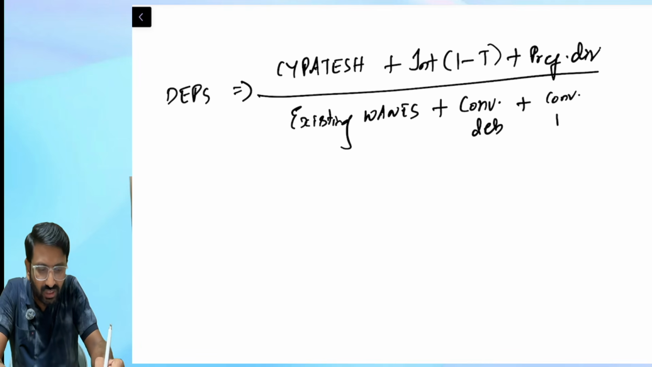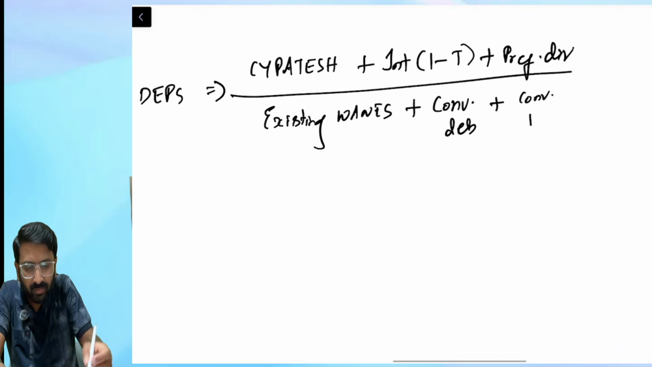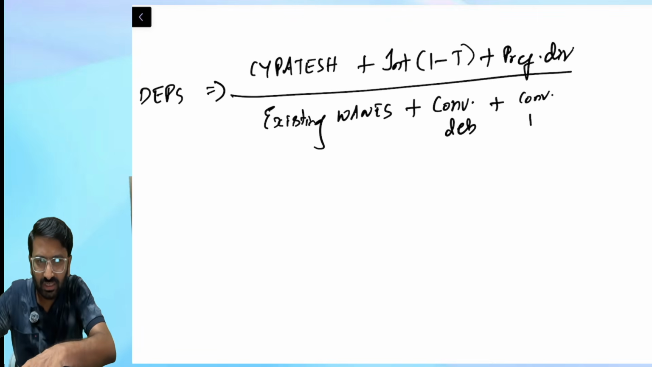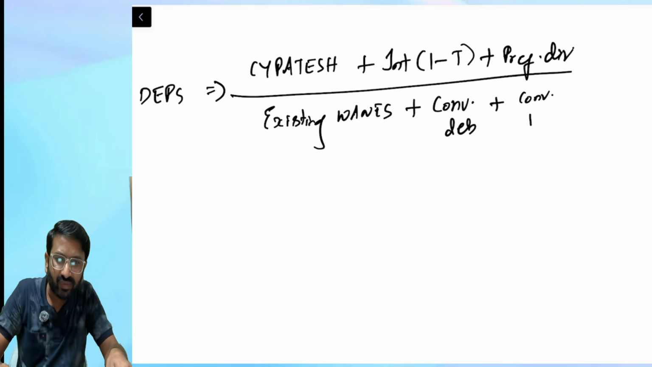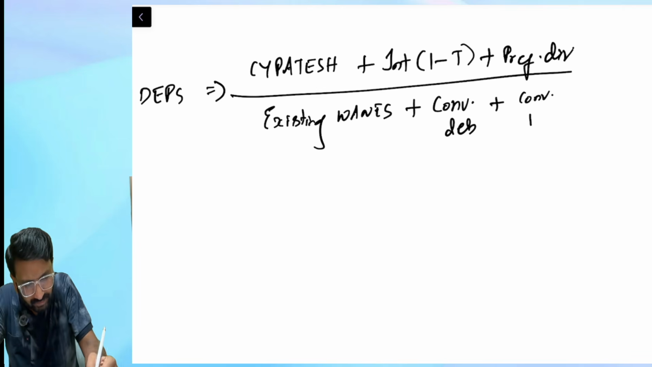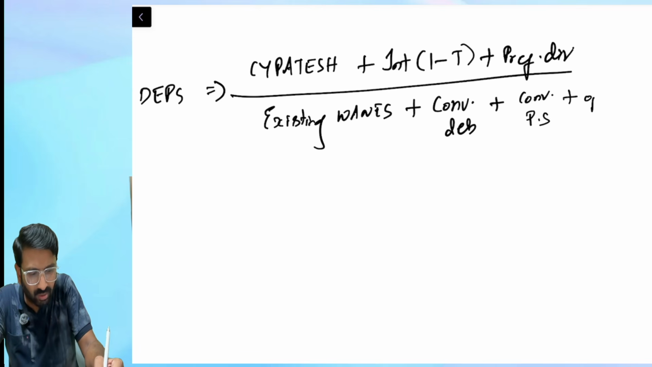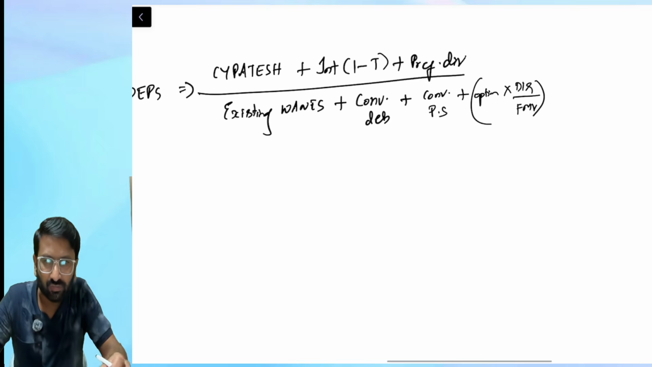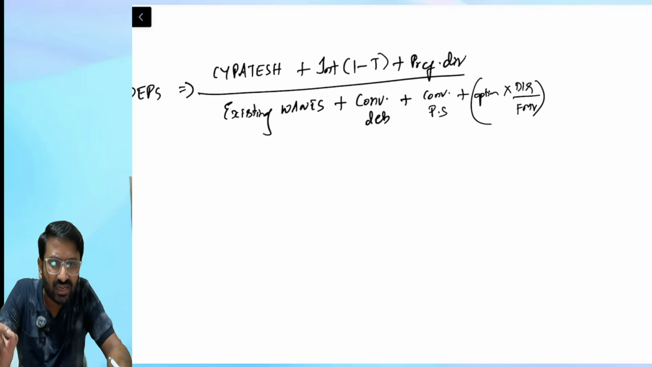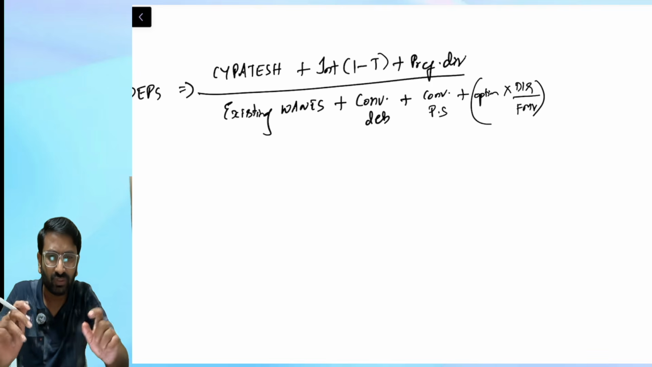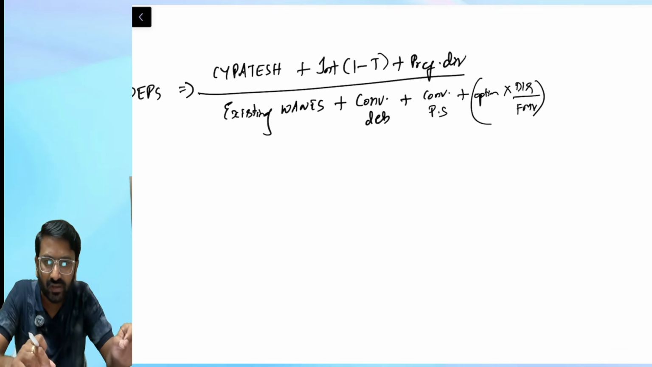In addition to convertible preference shares, what am I going to add in the denominator? Convertible preference shares plus options into discount divided by fair market value. I hope all of you are understanding. This entire equation will give you diluted earnings per share. I hope all of you are understanding. There's nothing to mug up here. Just understand the concept and apply that. Okay. So with this, we have completed the concept of diluted earnings per share.